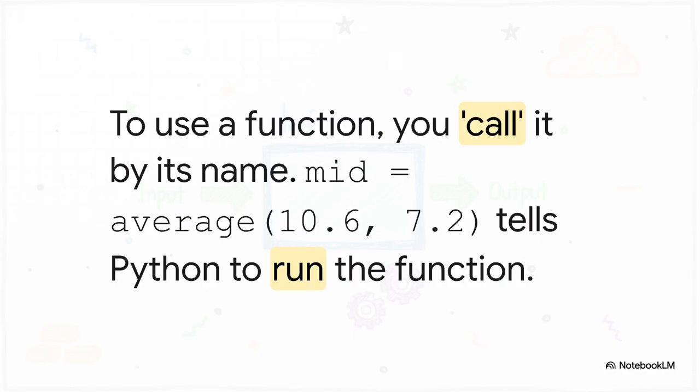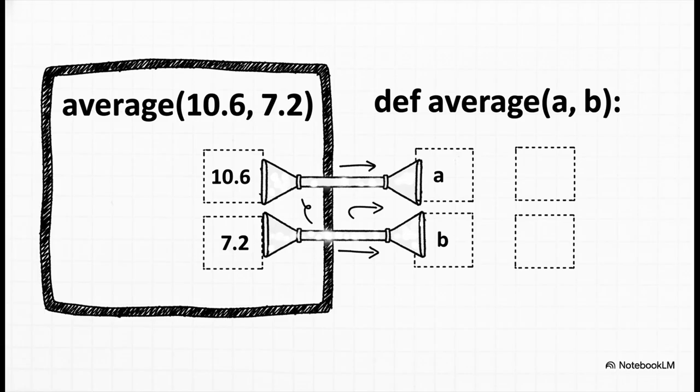Okay, so we've built our function. Now how do we actually use it? Well, we call it by its name. So on this line, mid = average(10.6, 7.2), we're basically telling Python, hey, go find that recipe I wrote called average and run it for me right now. And this right here is where the magic happens. The values that we provide, 10.6 and 7.2, are passed into the function. They flow right into those placeholder slots we defined a second ago. So inside the function, the variable a becomes 10.6 and b becomes 7.2.